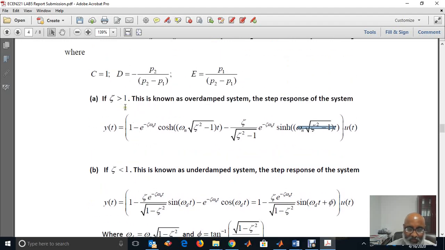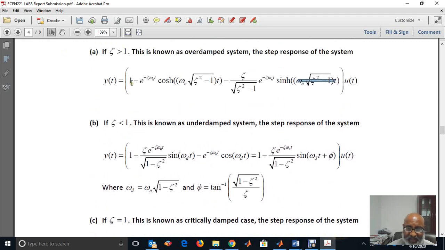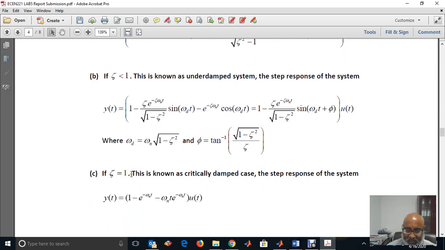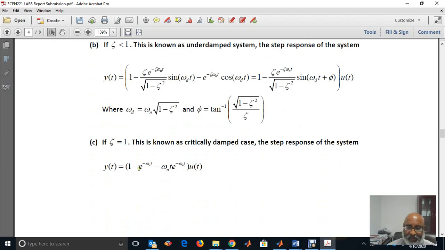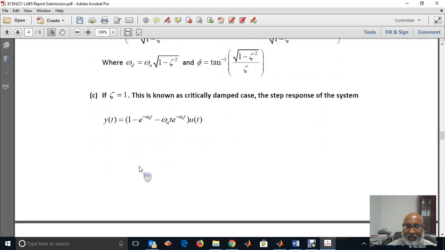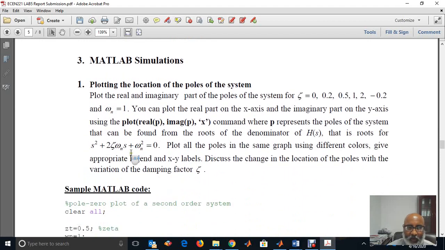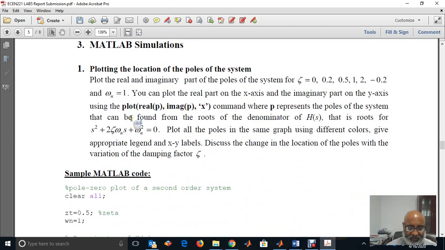Why do we have this? We need it for the simulation part, because for different zeta you are going to plot y of t, the theoretical value, and compare it with the MATLAB simulation, based on the impulse and step functions that we did in lab 2 or lab 3, on first order systems. Now, the MATLAB simulation. This is the simulation part.